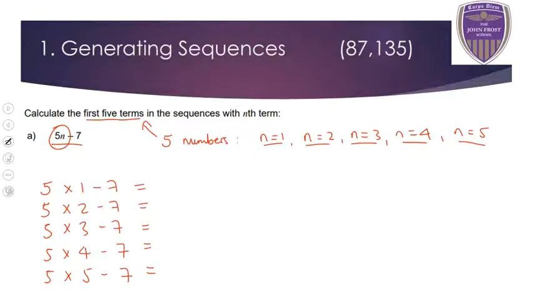Okay, so 5 times 1 is 5, obviously, take away 7. Minus 2, 5 times 2 is 10, take away 7 is 3. Okay, 5 times 3, take away 7 is 8. And 13, 18. Okay, so your pattern is going up in 5s because it's 5n. So the sequence then, the first 5 terms in that sequence, just write them in a list: minus 2, 3, 8, 13, 18. And that carries on going. All right. So pretty straightforward, done plenty of times.